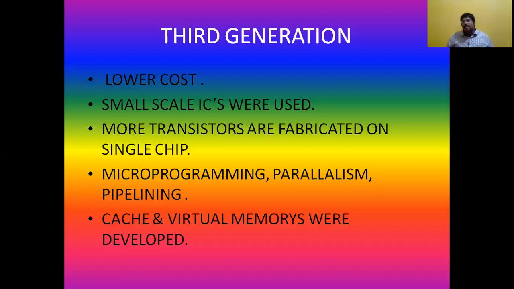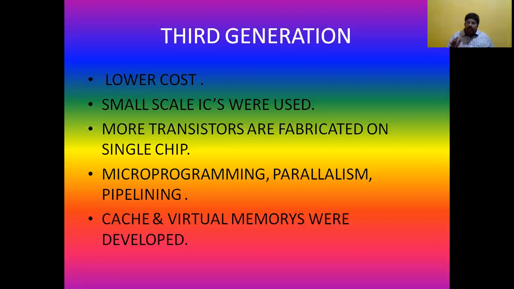An integrated circuit is the combination of active elements and passive elements. They are fabricated on a single silicon chip. That is the definition of an integrated circuit. A large number of active and passive components fabricated on a single silicon chip is referred to as an IC.